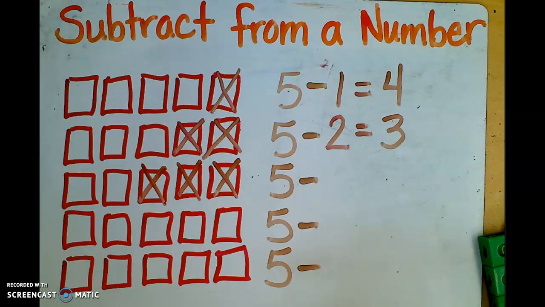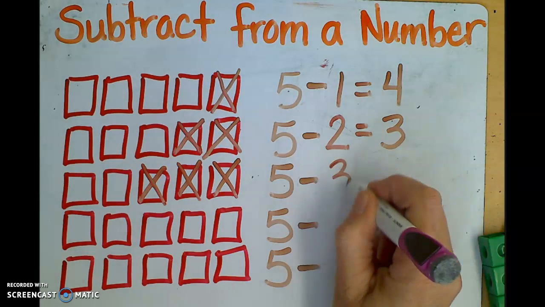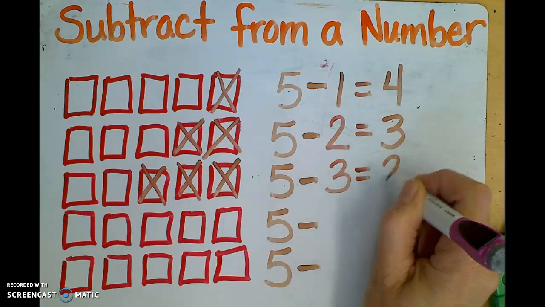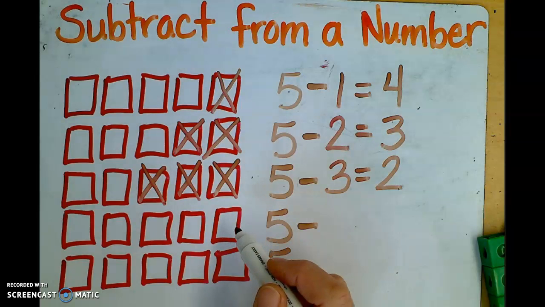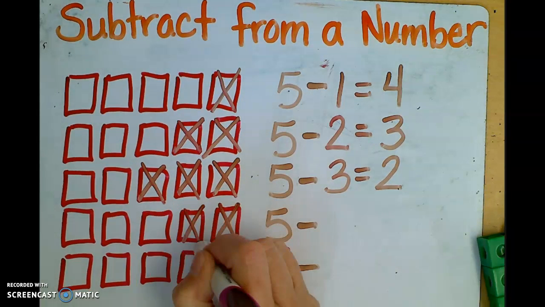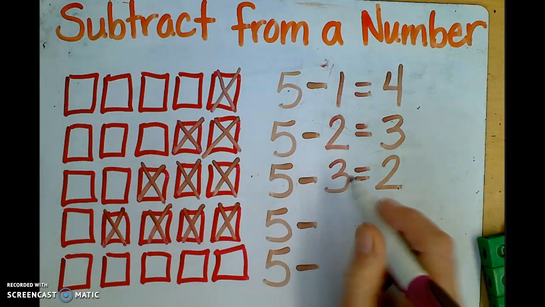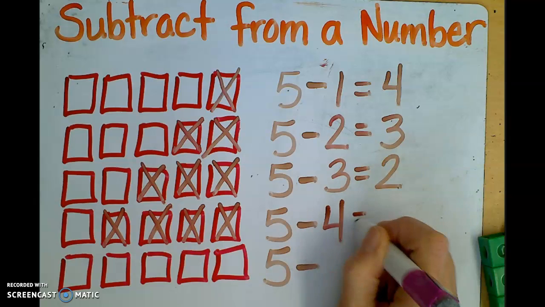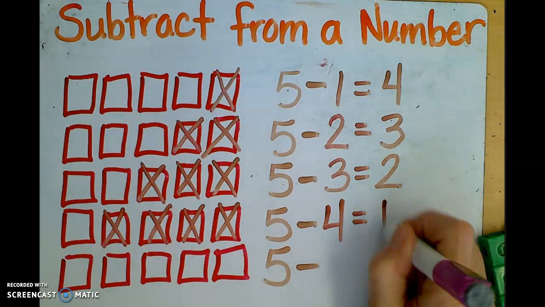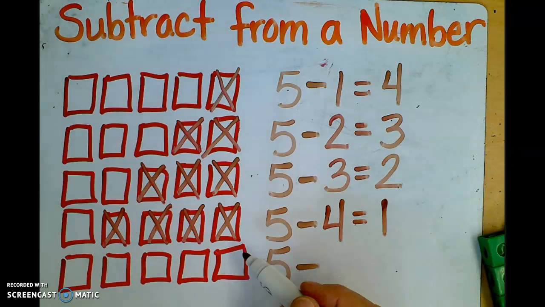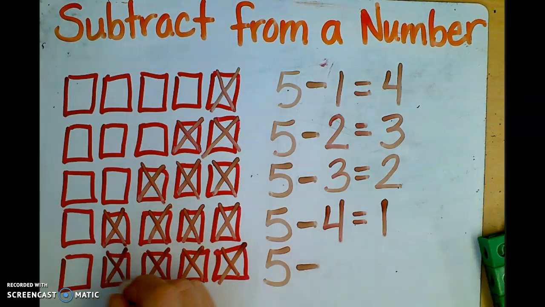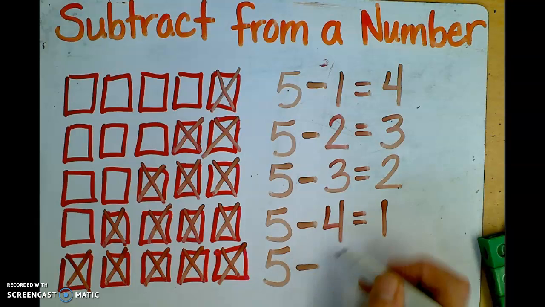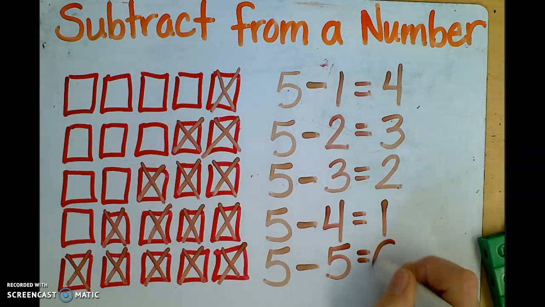And it's showing me my answer. I took away 3, it leaves me with 2. This time I have to take away 4. 1, 2, 3, 4. 5, take away 4, leaves me just 1. Last time. Now I have to take away 5. I had 5. I took away 5. That leaves me with 0.